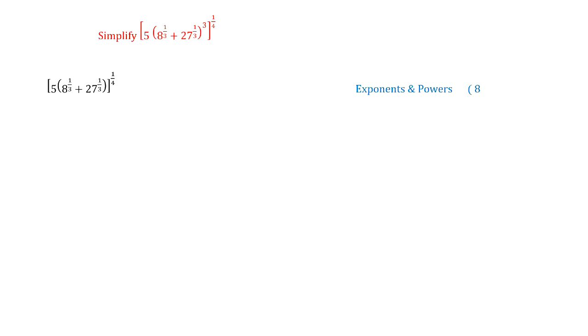So if you look at the question, there are two brackets. So let's solve the inside brackets first. So we're going to solve this first. So if you can see 8 power 1 by 3, let us represent 8 as 2 cube and 27 as 3 cube.